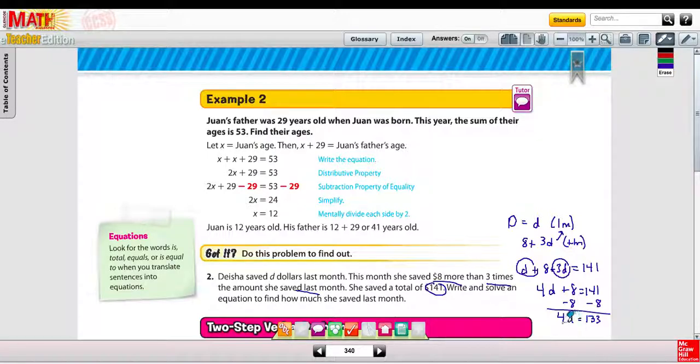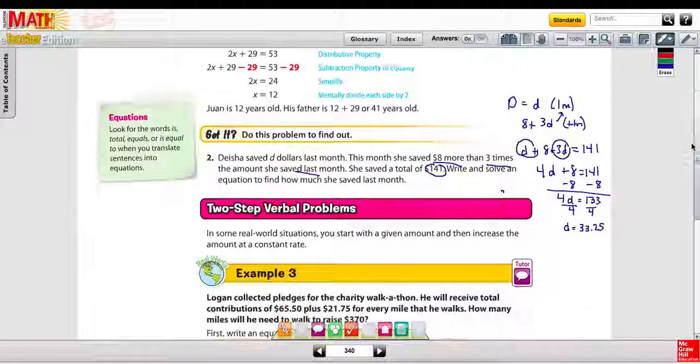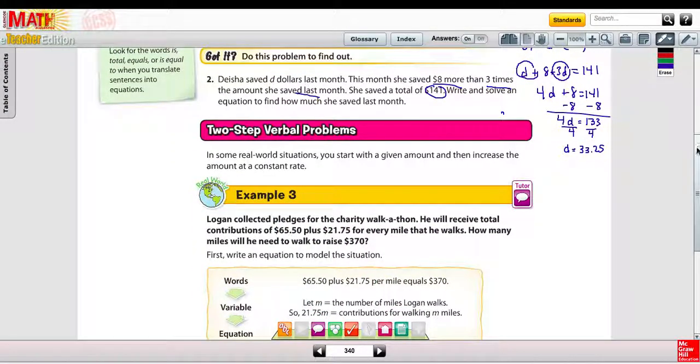So we have 4D equals 133. And then divide both sides by 4, and we're going to get D equals whatever 133 divided by 4 is. So D equals $33.25. Let me just double check here with my answers. Yep, $33.25.